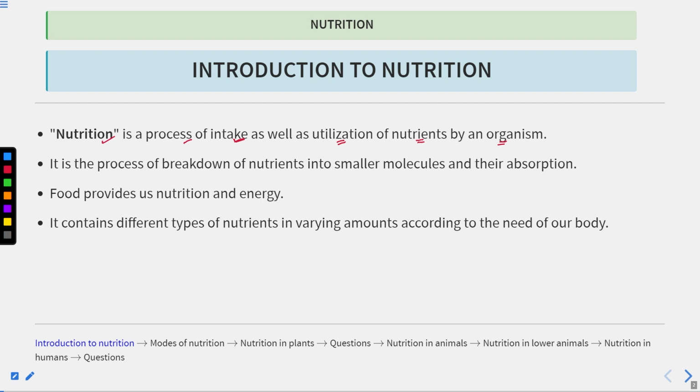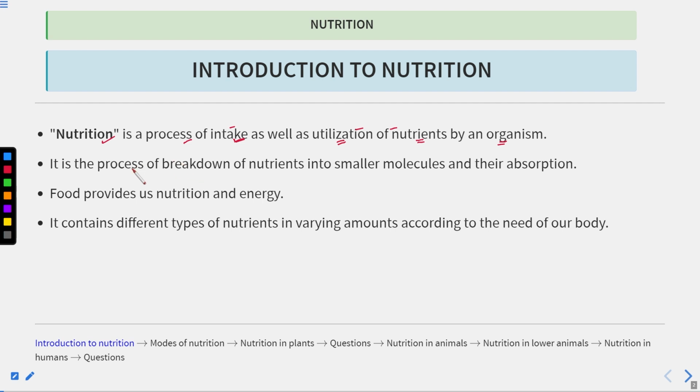Alright, so what is nutrition? Intake of the food and then utilization of that food for energy. And that energy is then used for carrying out various metabolic processes, such as locomotion, and to carry out day-to-day activities. It is also used in reproduction. So nutrition in very simple terms can be defined as the intake of the food and then utilization of the food or the nutrients to generate energy by an organism.